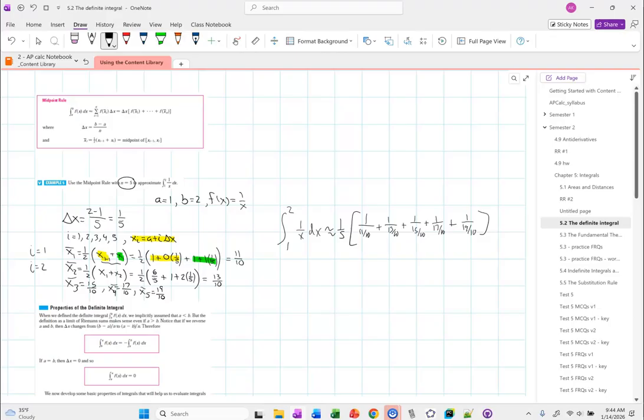Where did you get the 1 over? Why is it 1 over everything? The f in our case is 1 over x. So we're taking those x values and plugging them into 1 over x. Does that feel okay?